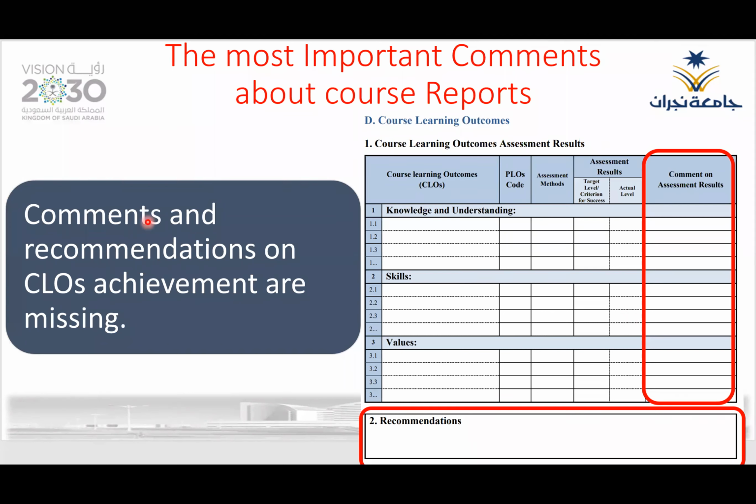So their comments, meaning this one, and recommendations, this one, on the CLO achievement are missing. They mean by D1 the comments here, and D2 the recommendation.